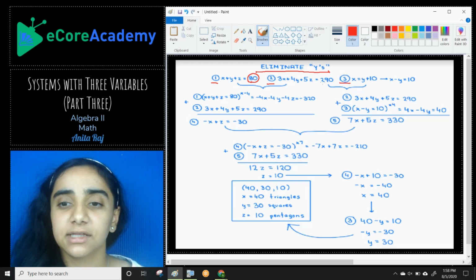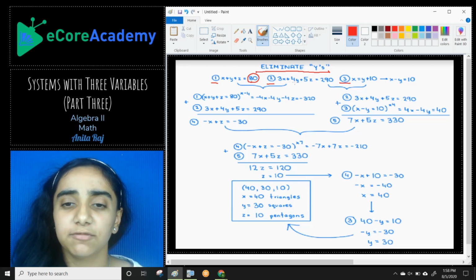The second one, they say a total of 290 sides. Well, how many sides does a triangle have? 3. How many sides does a square have? 4. And how many sides does a pentagon have? 5. So if you put this coefficient in front of X, it counts for how many sides. So X corresponds to how many actual triangles you have, Y corresponds to how many squares you have, and Z corresponds to the pentagons. By adding these coefficients, you're compensating for their size. So this is the second equation.